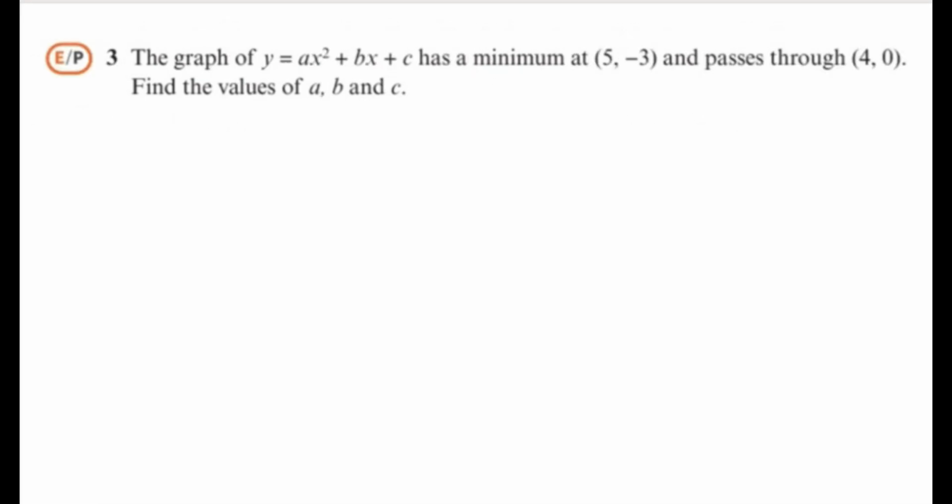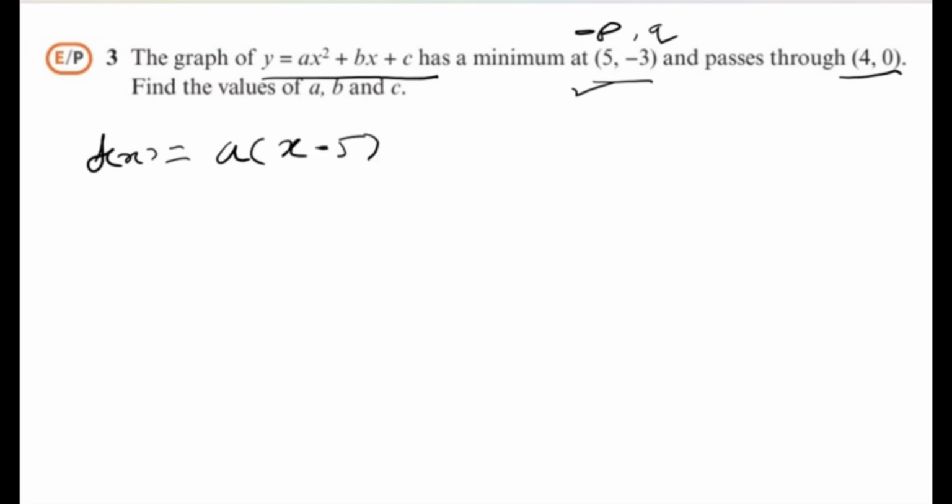Next question is the graph of y is equal to ax squared plus bx plus c has a minimum point 5, minus 3 and passes through 4, 0. Find the value of a, b and c. Now we know the minimum point. So we know this is our minus p and this is our q. So we can write this in a general form. f of x is equal to a into x minus p, that means x minus 5 squared minus 3. So this is our p and this is our q.